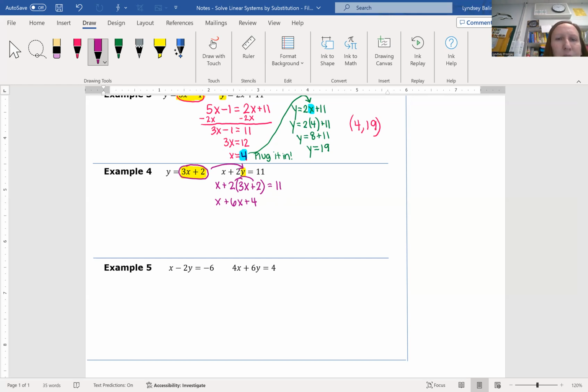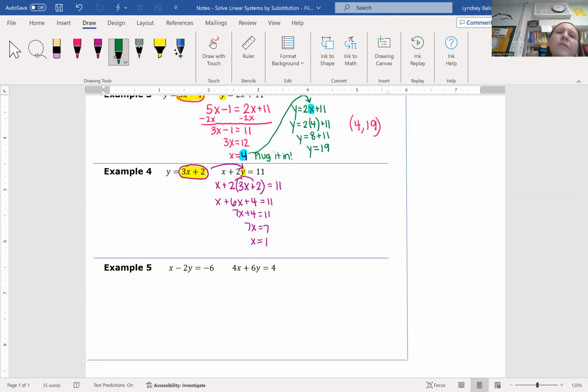So we distribute: x plus 6x plus 4 equals 11. I can combine my like terms together to get 7x plus 4 equals 11. I'm going to subtract my 4 from both sides to get 7x equals 7. And divide by 7, x equals 1.